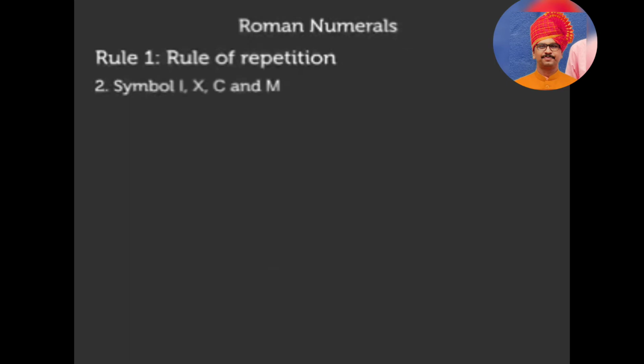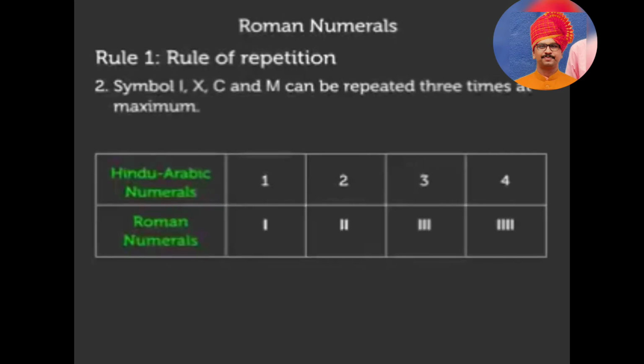Rule 2. Symbols I, X, C and M can be repeated 3 times at maximum. For example, 1 is I, 2 is double I, 3 is triple I. But we cannot write 4 as IIII.